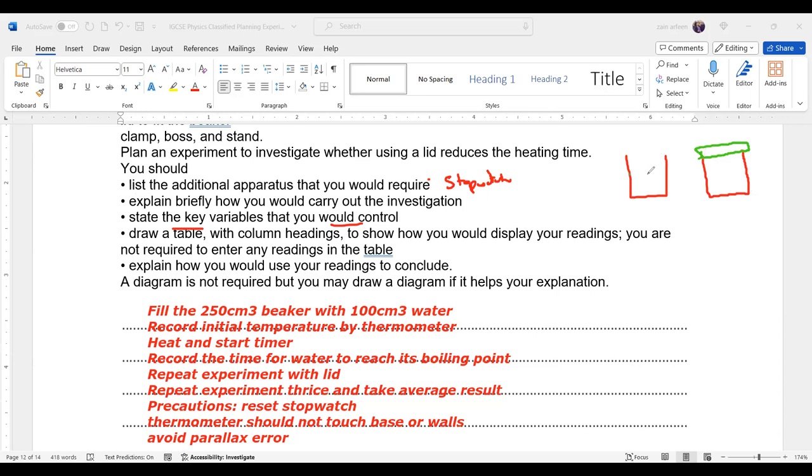Okay. What are the key variables we should keep constant for a fair comparison? You can use mic, you can use chat. What are the key variables for a fair comparison? So the key variable, yeah, that's right. The first one is the amount of the water. The quantity or the amount of the water which we are taking, or volume of the water.